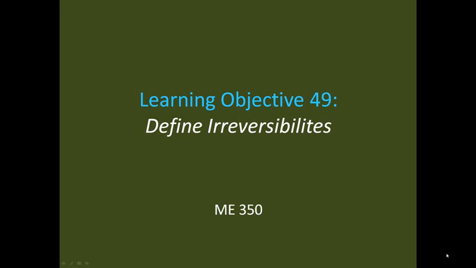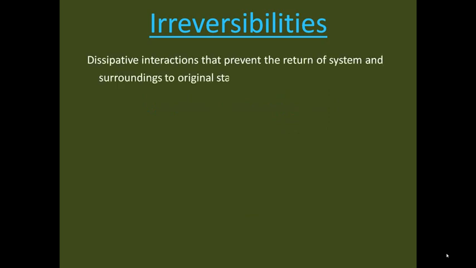In this lesson, we're going to define irreversibilities. Irreversibilities are dissipative interactions that prevent the return of a system and surroundings to the original state. So these are our losses in our system, the energy that cannot be used for useful purpose afterwards. So what are some examples?